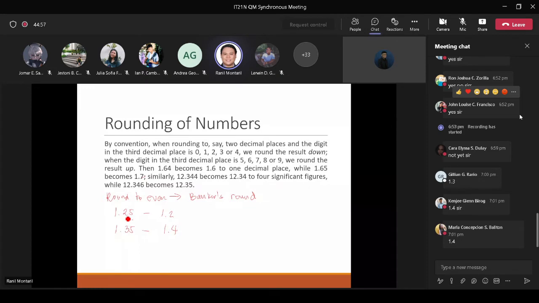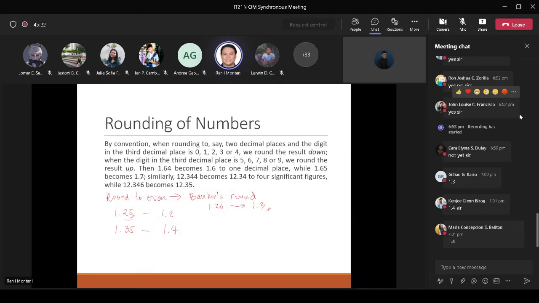So ibig sabihin, kung yung 2, katabi niya yung 5, no? At since even siya, mare-retain siya. Gets? Kung yung odd, katabi niya yung 5, mara-round up siya. Guys, this is only applicable for 5, no? Lahat na may 5. Automatically 1.26 is rounded to 1.3.